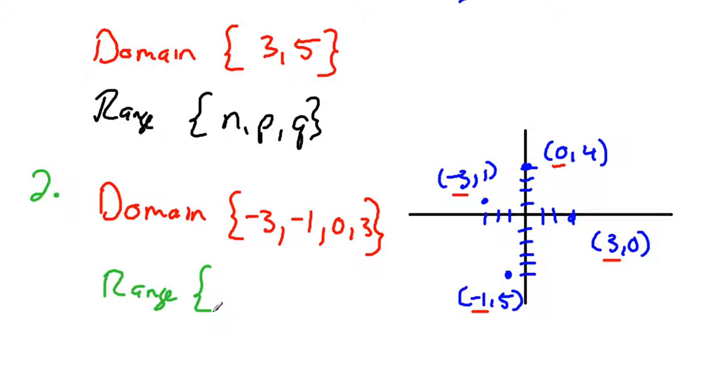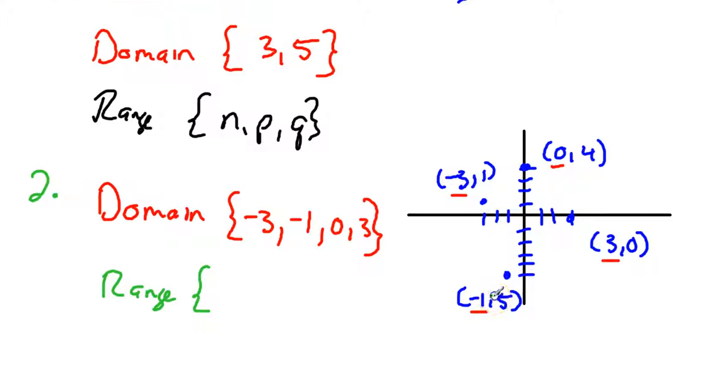And for the range, if you go from least to greatest, oh wait, one little mistake here. That should have been -5 right there. Range going from lowest to highest, your lowest point right here is at -5. Next point up would be at 3, 0. Your next biggest y value would be 1, and then 4.